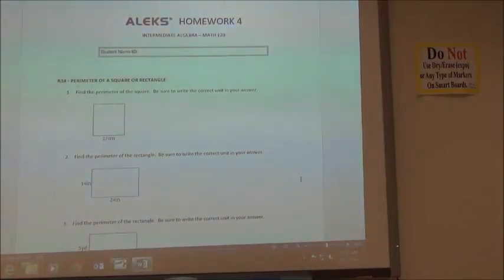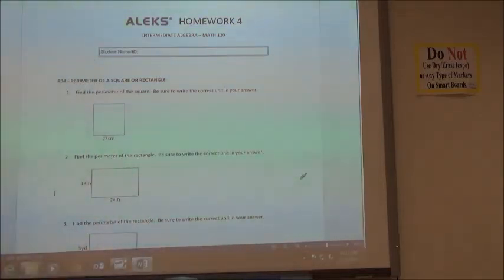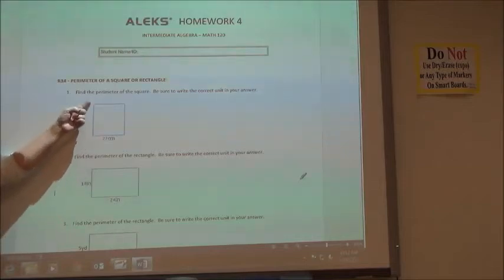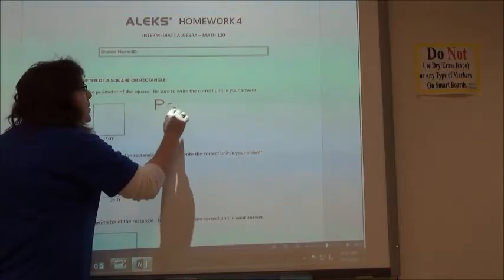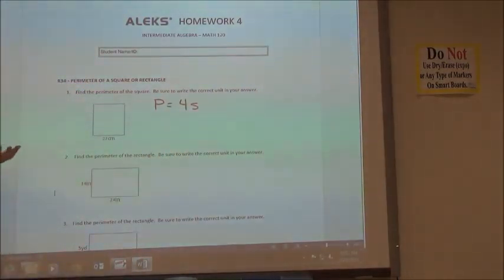All right. So homework day 4 starts out with perimeter of a square or a rectangle. When you do perimeter, you're talking about the distance around. So if I would go around all 4 sides of my shape. To find perimeter, normally you can just add up all the sides, but since we have a square, they're going to tell you that the formula for perimeter is 4 times the length of the side, because all the sides are going to be the same.